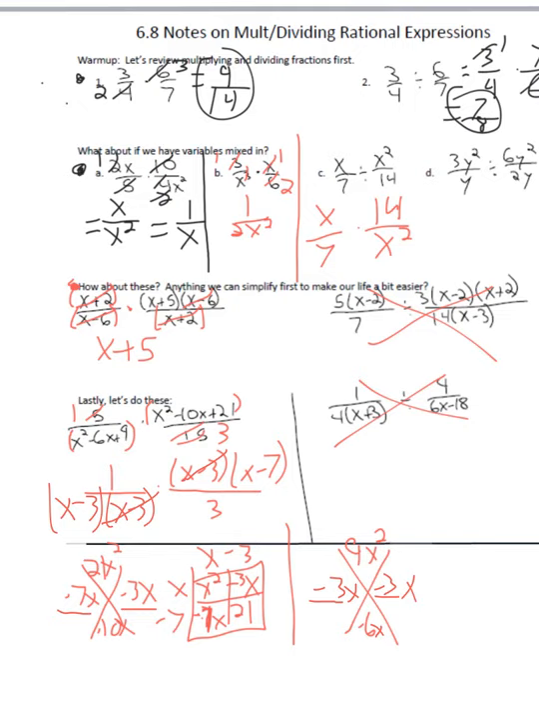I don't have any other common factors, so now all we do is write out my answer. The numerator, all that was left, I had a 1 times x minus 7, so that's just x minus 7. Denominator, I had the 3 times x minus 3, so I just write that. And we're done. That's this section.